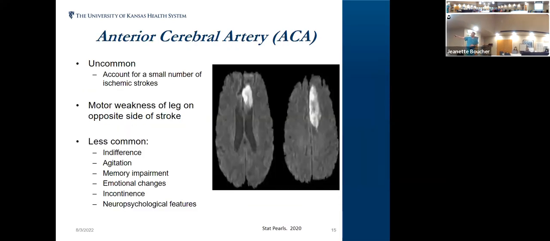And then we talk about the anterior cerebral artery. These are some MRI pictures of the territory. You can see it's just a strip that goes right up over the top of your brain and deeper parts as well. But you can see where that stroke is. So this is a left anterior cerebral artery stroke. And it'll affect the opposite leg. So this person is going to have right leg weakness.